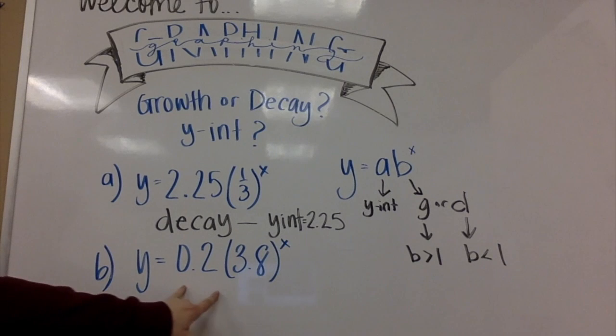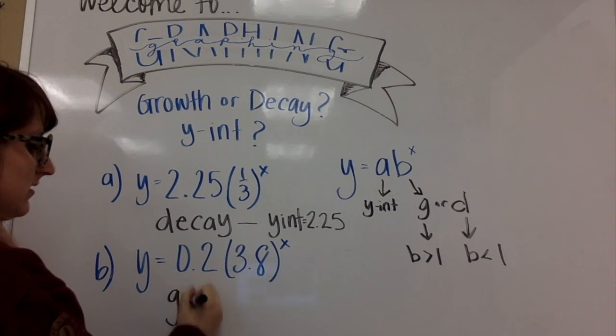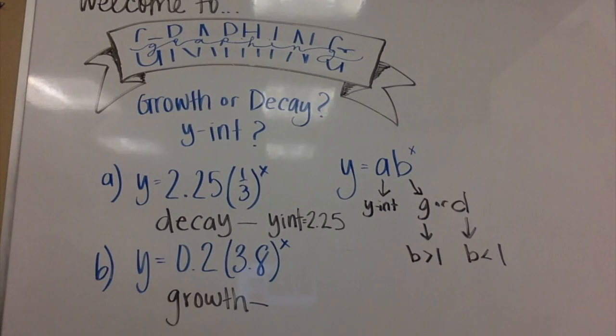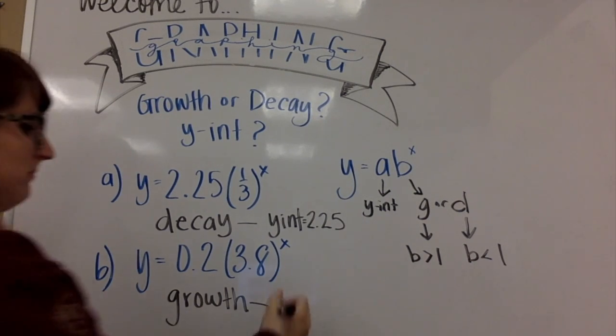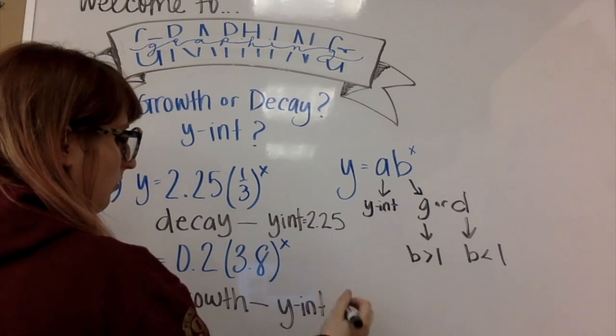Next we have y equals 0.2 times 3.8 to the x. So our b value is 3.8. It is greater than 1, so this represents growth. Our a value is 0.2, so that means that is our y-intercept.